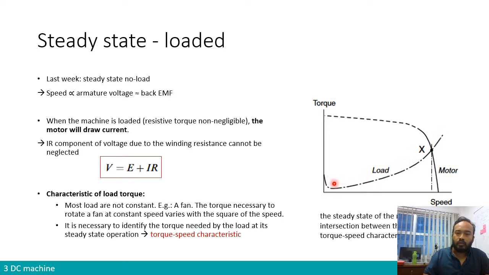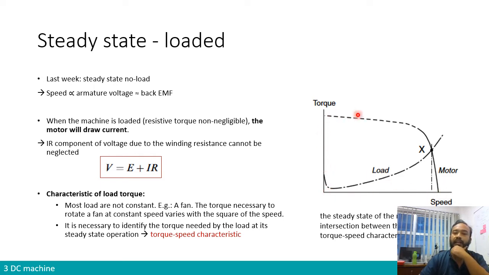So how do we then know at which speed our motor will rotate if it is in steady state, if it has the task to rotate that fan blade? What we do is superpose the two curves of the load characteristic and our motor characteristic. The characteristic is a characteristic of torque versus speed, right?